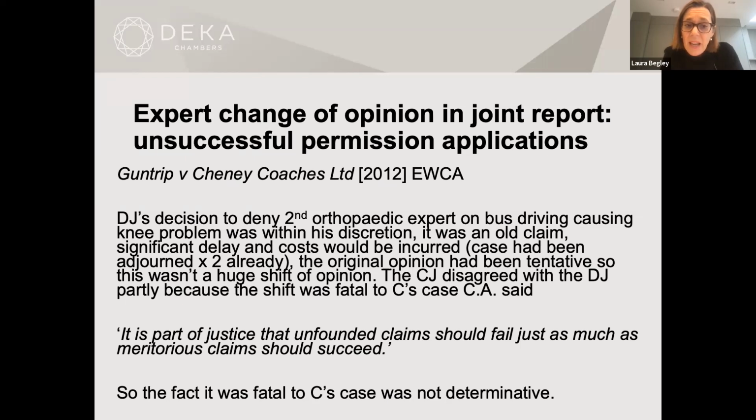And the Court of Appeal said it is part of justice that unfounded claims should fail just as much as meritorious claims should succeed. And so the claimant was not successful, and the fact that this shift in opinion was fatal to the claimant's case was not determinative of the application. So next slide.